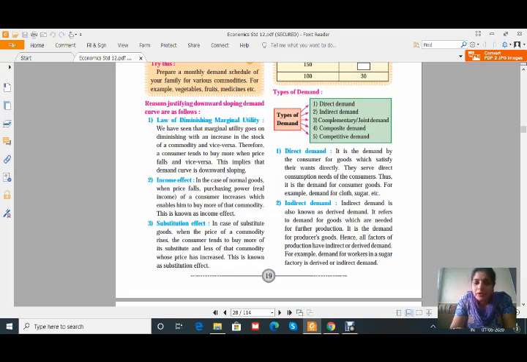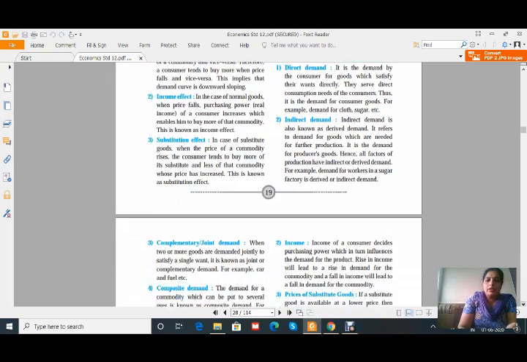Here the example is given. Demand for workers in a sugar factory is derived or indirect demand. If there are no workers in the factory, is it possible to make sugar from sugarcane? No. Though all the work is done by the machine, to operate that machine some labor must be required, and therefore the requirement of workers is derived demand. Okay, I think all of you have understood this.